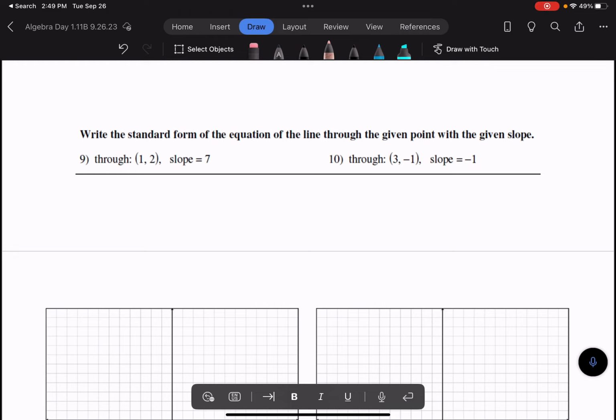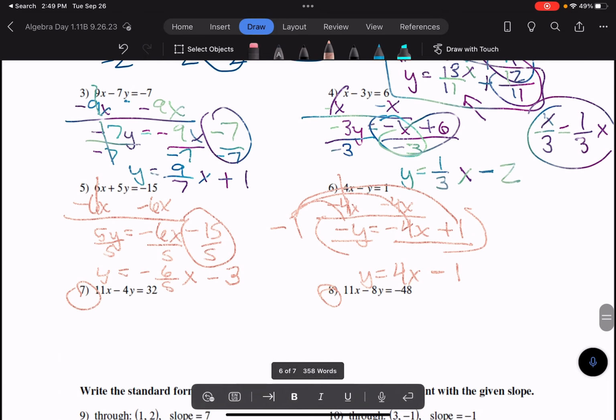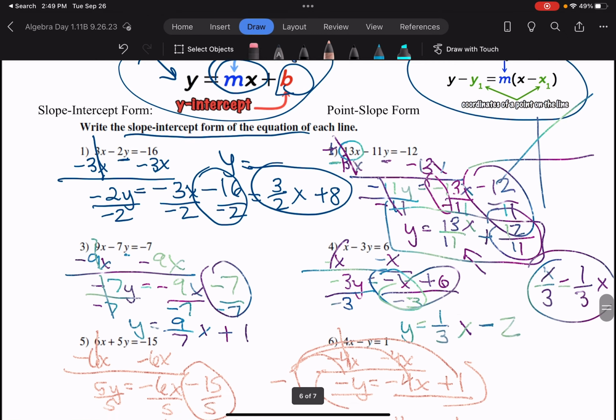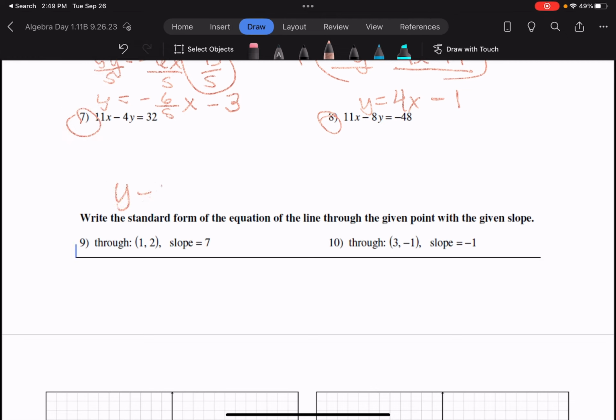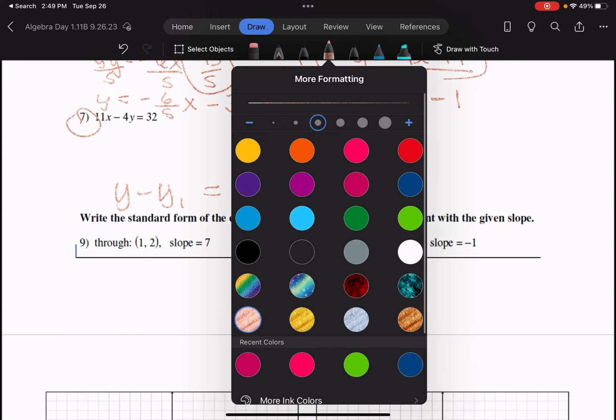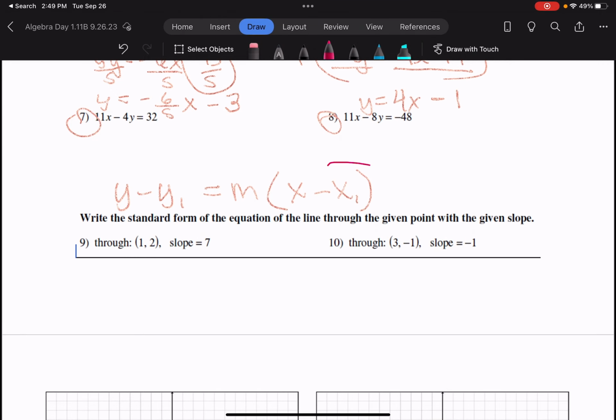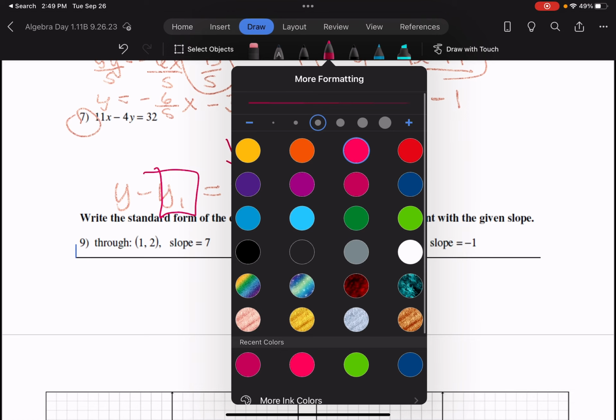Now this one down here is asking you to write the standard form of the equation through the given point with the given slope. So this equation is up here at the top of your paper here. I'm going to go ahead and mark it down here as well. So we have y minus y sub 1 equals slope times x minus x sub 1. So here in this equation, the only thing that I am substituting is going to be your x sub 1 and your y sub 1, and then your slope, m. The y and the x need to stay there because that's part of the equation.